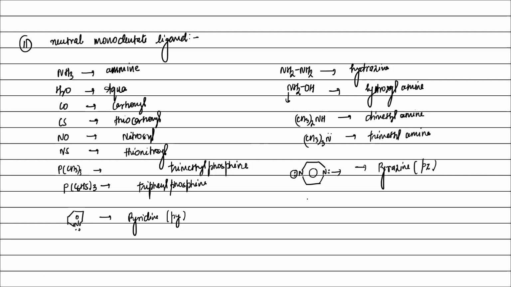Nitrogen also behaves as a monodentate ligand. O2 also behaves as a monodentate ligand. This is called dinitrogen. This is called dioxygen. Ether also behaves as a monodentate ligand. C2H5OC2H5 is commonly called diethyl ether. These are the common monodentate ligands.